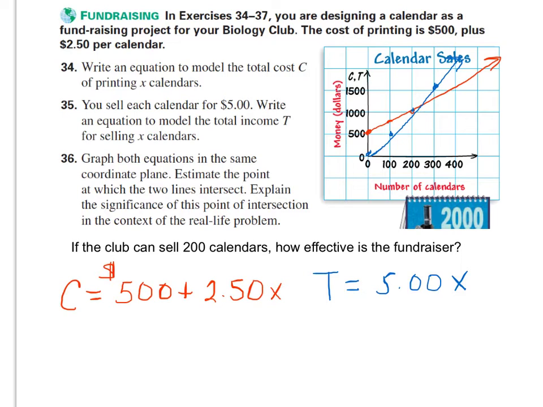So 36 says graph both equations in the same coordinate plane, which I just did. Estimate the point at which the two lines intersect. Well, we actually found that. My graph doesn't look perfect there, but we found that at 200 calendars we had exactly the same amount of money, $1,000. So the significance of that point of intersection, of course, is that's the break-even point. So if you sell more than 200 calendars, you're going to make a profit. If you sell less than that, you're not going to make a profit. So the last question there, if the club can sell 200 calendars, how effective is this fundraiser? Of course, it isn't effective at all. Hopefully they had a good time because they didn't make any money.